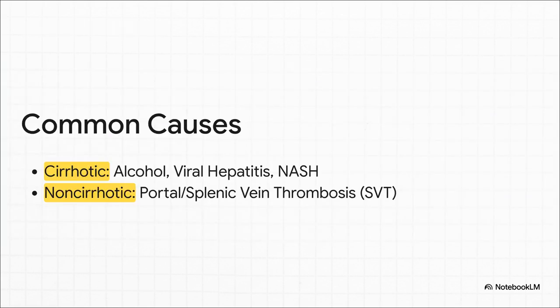The causes pretty much fall into two main buckets. On one side, you've got your classic cirrhotic causes: alcohol, viral hepatitis, and of course, the ever-growing problem of NASH. But, and this is super important, you can't forget about the non-cirrhotic causes. Things like a blood clot in the portal or splenic vein can cause what's called segmental portal hypertension, which can lead to these nasty isolated gastric varices, even in someone with a healthy liver.